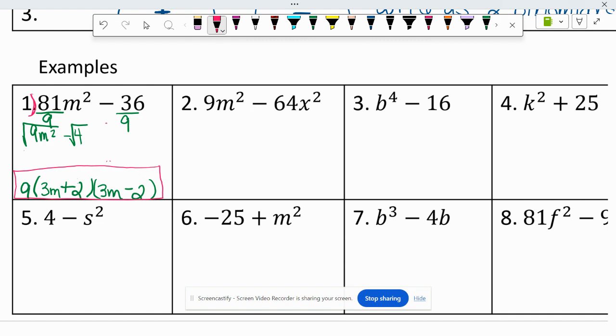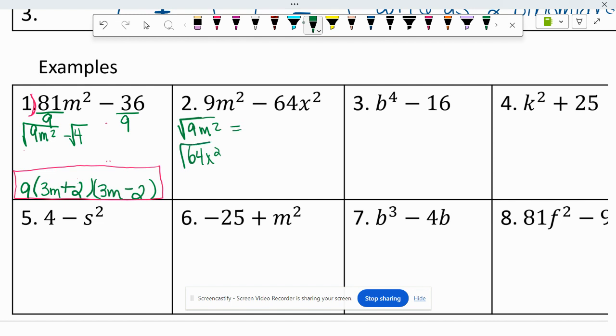Okay, number 2. Is there a GCF there? Yes, 9. Does 64 divide by 9? Yeah, what is it? Let's see, 9 times 6 is, I get 54. Okay, so no GCF. So let's do the square root of 9m squared, and the square root of 64x squared.